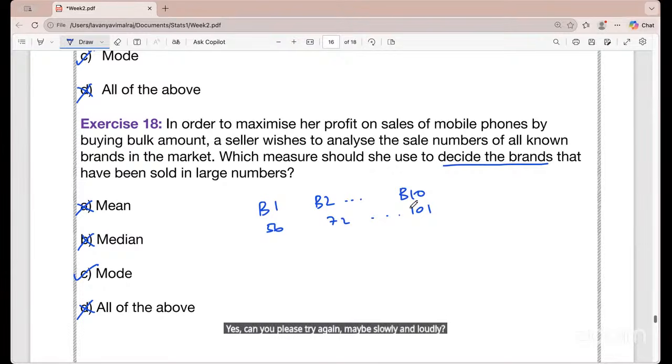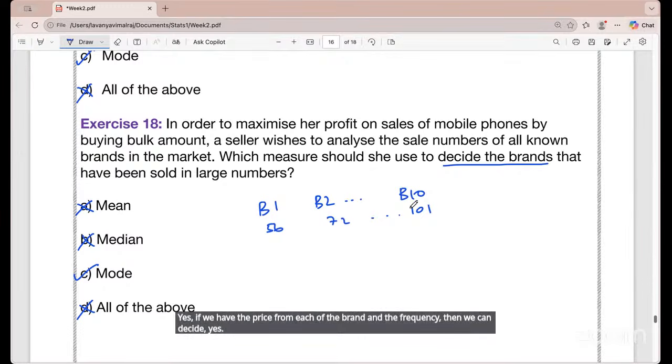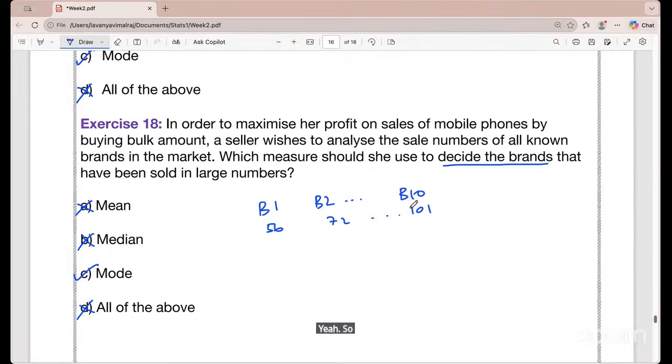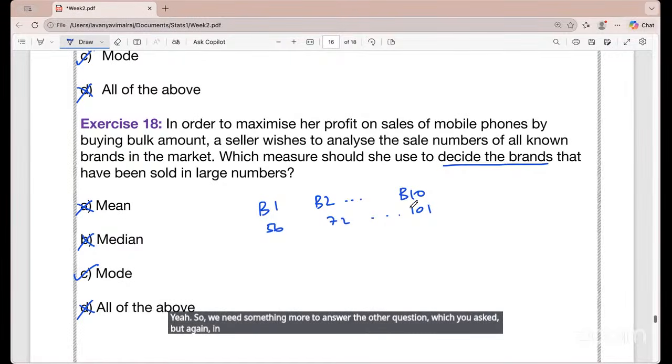We already have the frequency, right? The relative frequency. Yes. So if we have the net revenue we made from selling all the brands' phones, and if we multiply the price of each brand and the frequency, then we can decide. Yes. So we need something more to answer the other question which you asked. But again, in that case also, you have to calculate which is the brand with the highest sales rate, and the highest sales rate means again it is coming as a mode only.